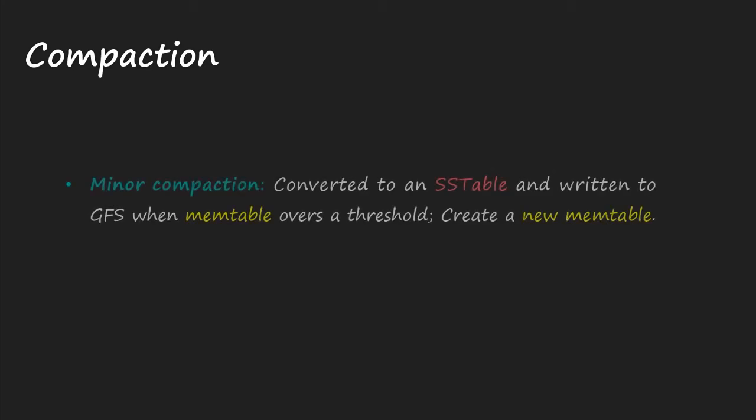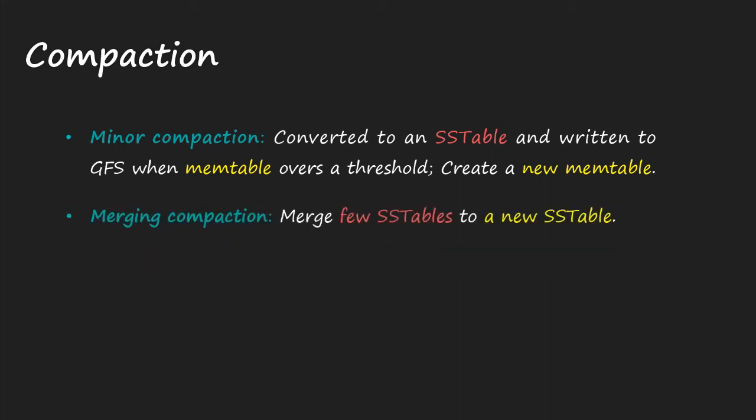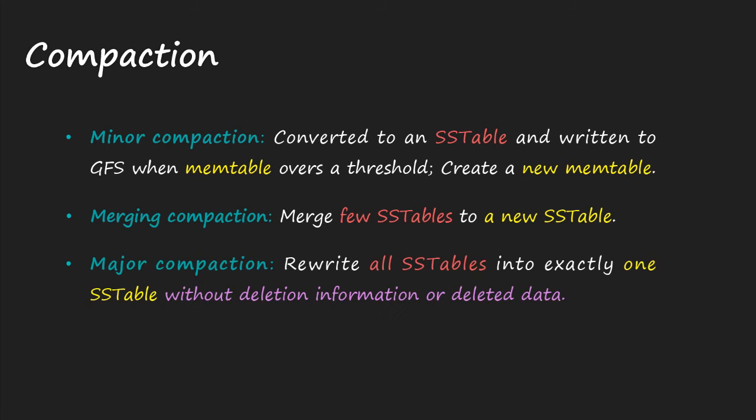During writing, compaction will be executed in order to change the size of the memtable and SSTables to keep the system in good condition. There are 3 kinds of compactions. The first one is minor compaction. It's converted to an SSTable and written to Google File System when the memtable grows over a threshold, and then it creates a new memtable. The second one is merging compaction. It merges a few SSTables into a new SSTable. The third one is major compaction. It rewrites all SSTables into exactly one SSTable without deleted information and data.